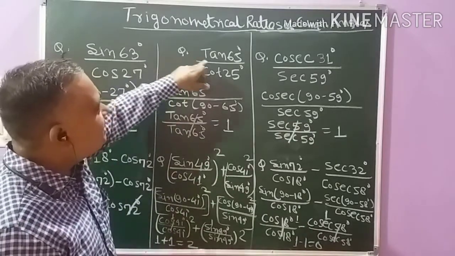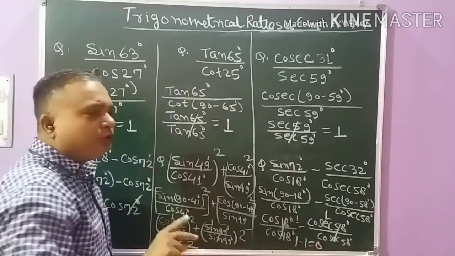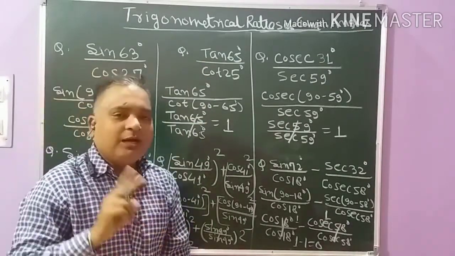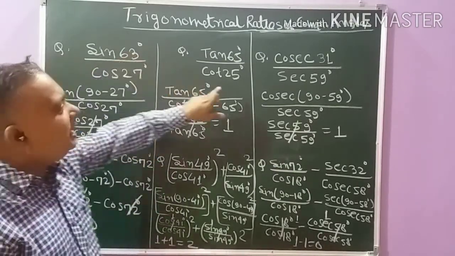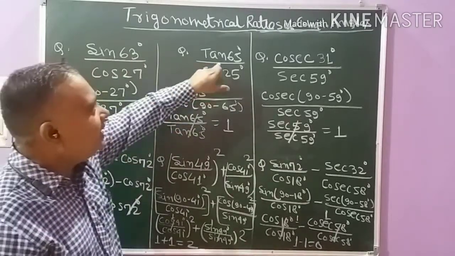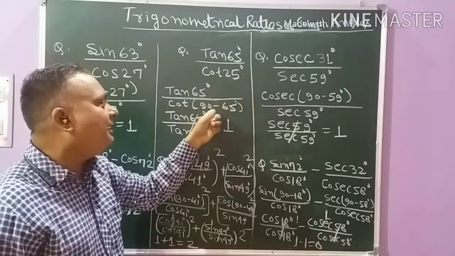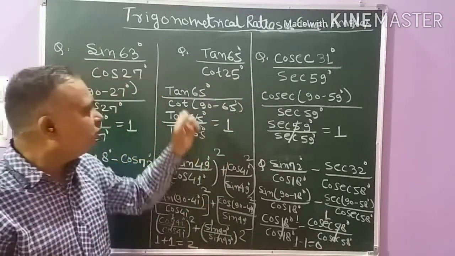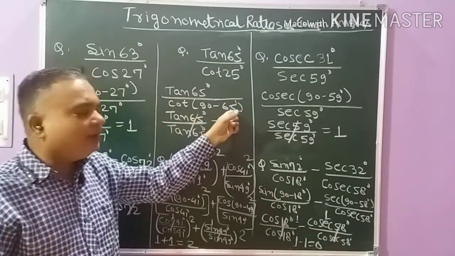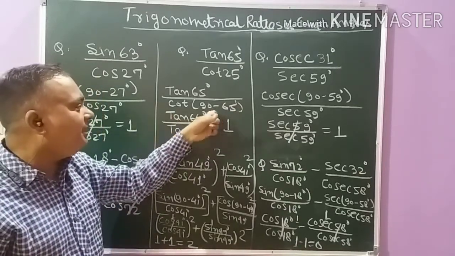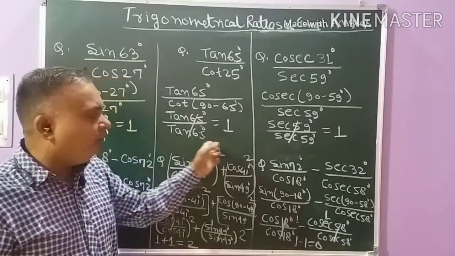Next question, tan 65 degree upon cot 25 degree. In this type of question, either we change the numerator or the denominator; we don't change both together. As in the previous question I changed the numerator, here I am changing the denominator. So tan 65 as it is. Now cot 25, can we write 25 as 90 minus 65? Yes, we can. So cot 90 minus theta equals tan theta, and the value of theta is 65 degree. So we can write tan 65 degree upon tan 65 degree. Numerator and denominator are both equal, so the answer will be 1.